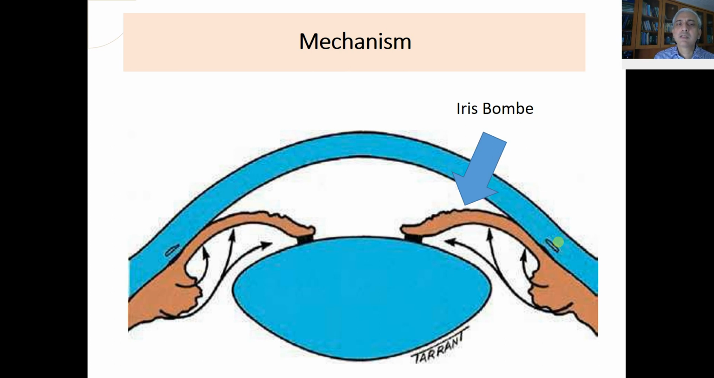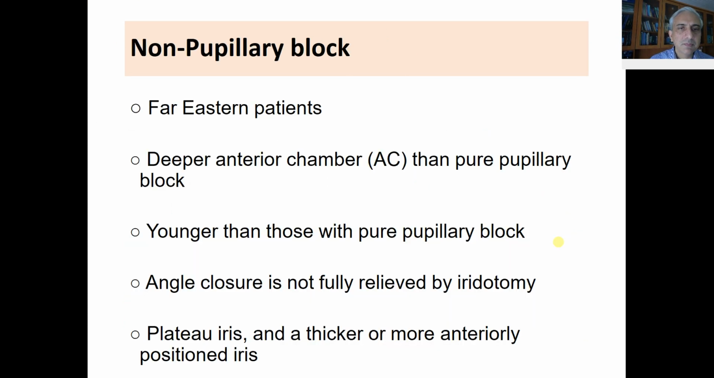And if this apposition remains for a long time and the pressure is not relieved by treatment, you can get persistent peripheral anterior synechiae formation.